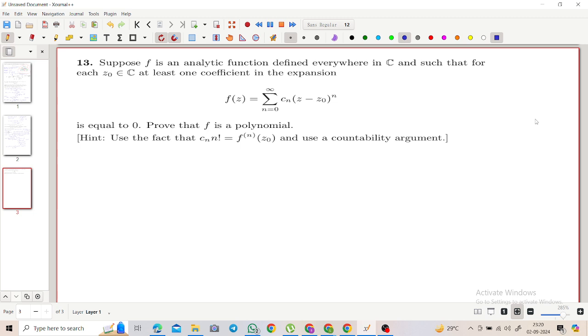I want you to try this problem for at least 5 minutes, then I will solve it. At least try it, because I know you haven't tried it. Use a countability argument. That's the hint. You have 5 minutes. At least think about it a little bit. Devargo, you should be able to do it.